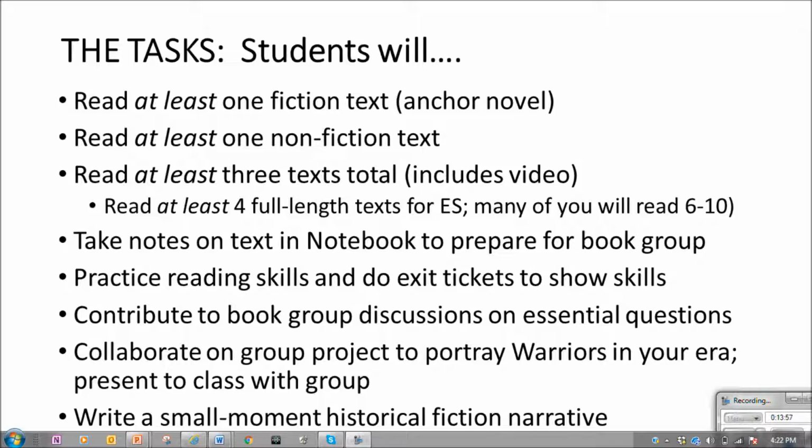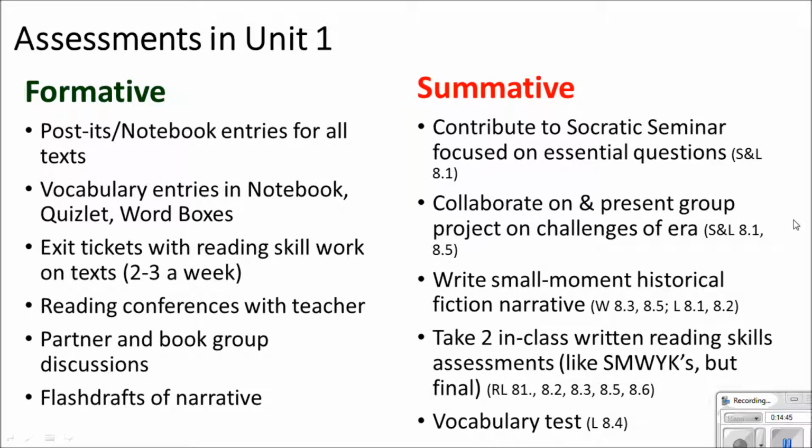You're going to take notes in your notebook to prepare for discussion in book group. You're going to practice some reading skills and do some exit tickets to show those skills. You're going to contribute to book group discussions on the essential questions. You're going to collaborate on a group project to portray the warriors in your era. And you're going to write a small moment historical fiction narrative. I'm not going to go over the formative and summative assessments, but if you want to look them up later, they'll be posted on Schoology. We'll be rolling them out as we go through the unit.